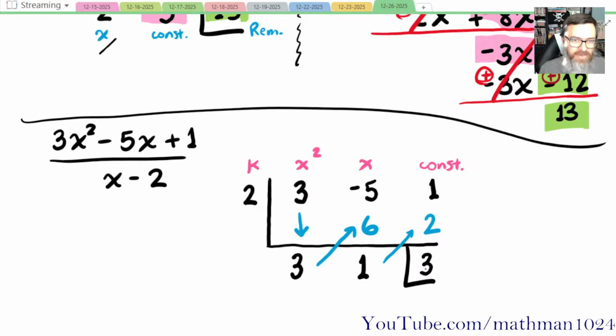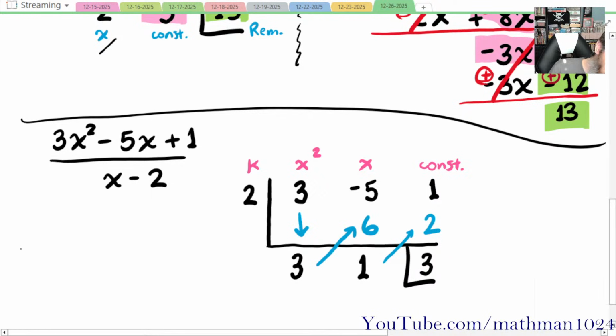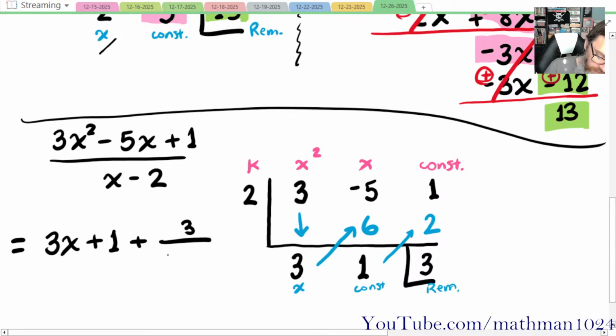That's the synthetic division. So now let's take these numbers that we have from this bottom row and write them as our answer. Because this is now supposed to be the coefficient for x. This is now for my constant, and the 3 is my remainder. So writing this out, we have 3x plus 1, and then plus the remainder over the divisor. And that's our answer.